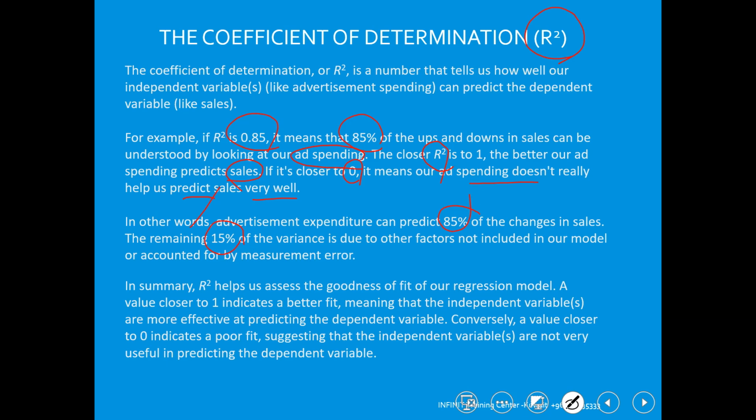So this is the coefficient of determination. You don't have to do anything, just find out the correlation and square it. So R square is the coefficient of determination.